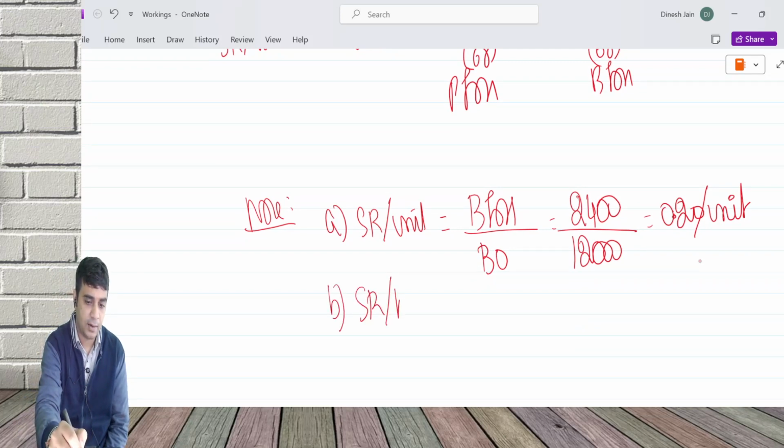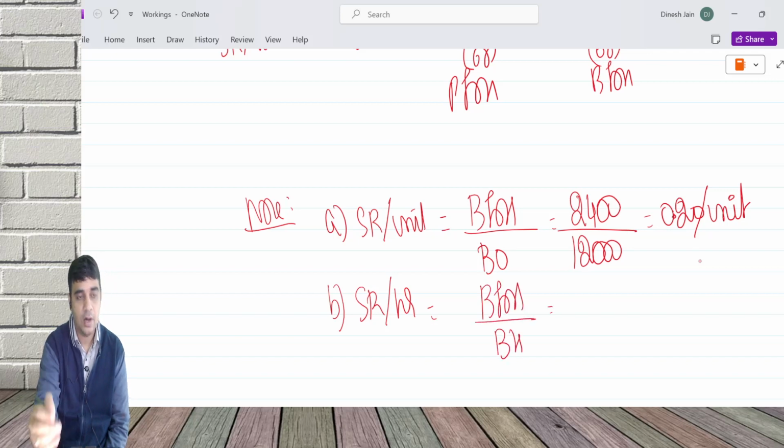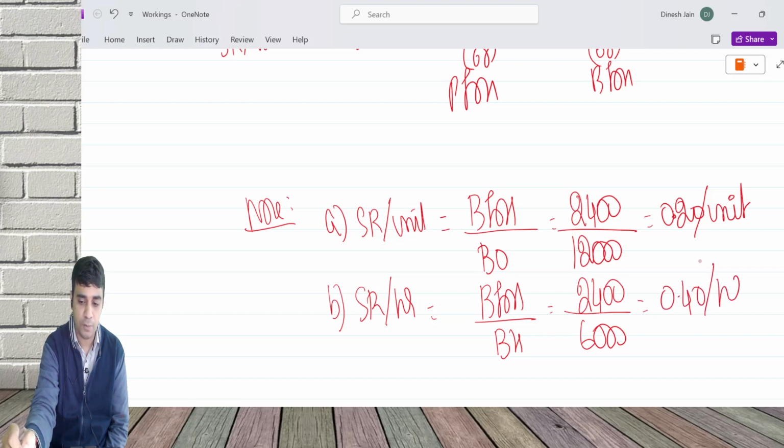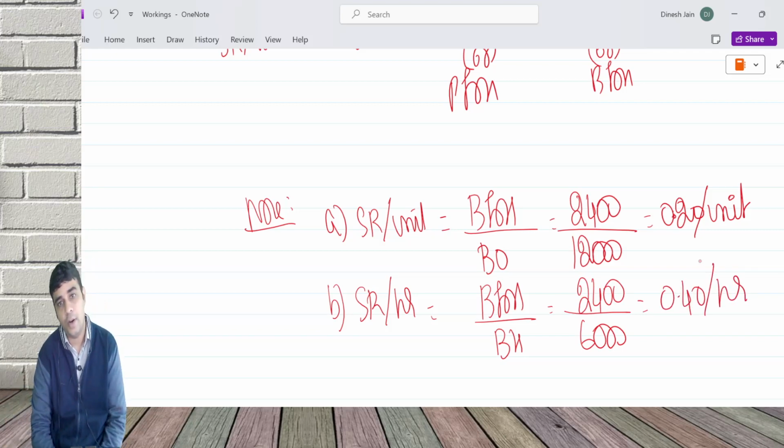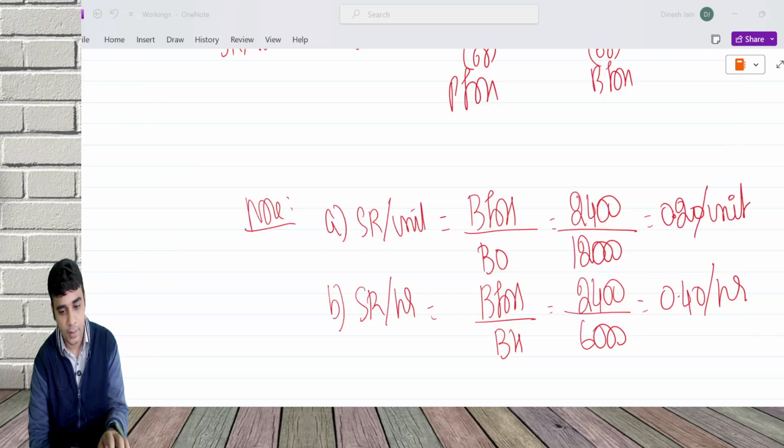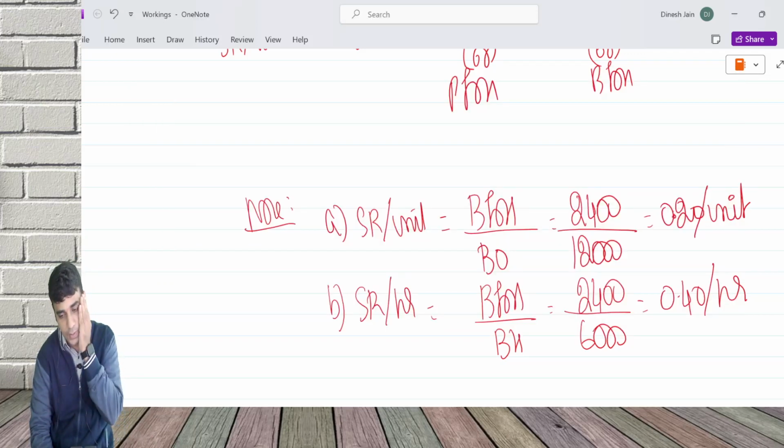SR per hour is BFOH by BH. How much is the BFOH? Same 2400. BH is 6000. So 0.40 per hour. So 0.20 per unit and 0.40 per hour. Any doubts?